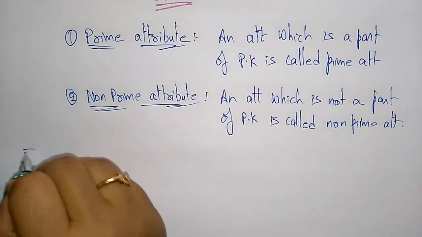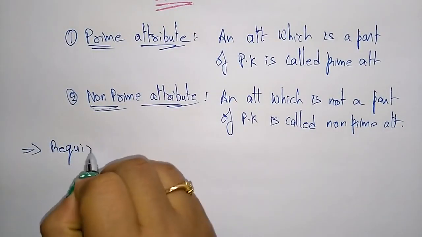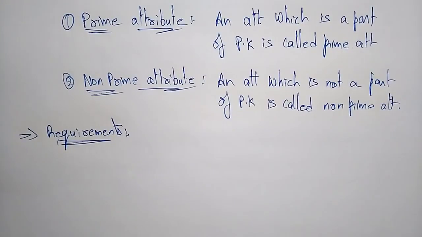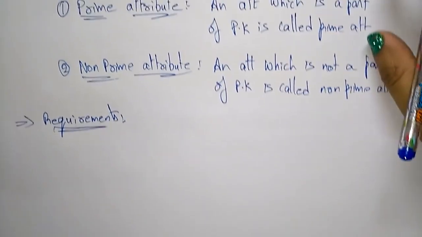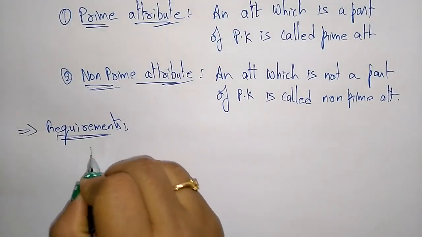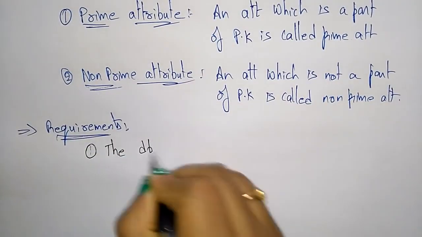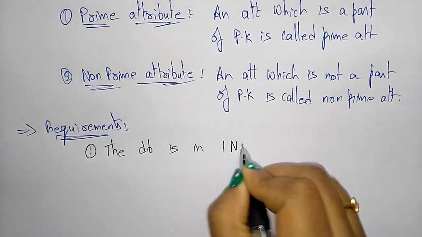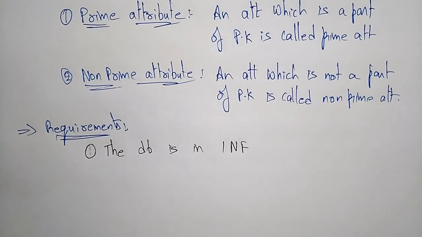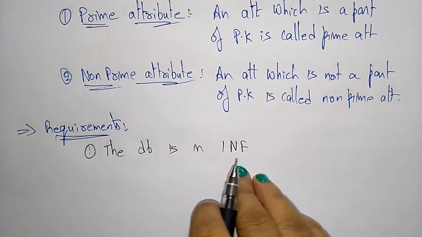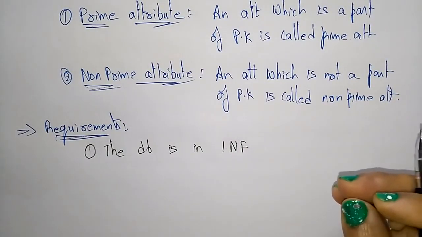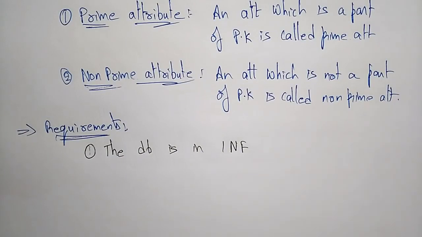Now let us see the requirements of 2NF. First see the requirements, then we will see what this 2NF is and how we decompose a table into 2NF. The first requirement is that the database is in 1NF. Whatever table you have taken should be in 1NF, meaning it follows the 1NF requirements: the table contains at least one primary key and all the values in the table should be atomic.